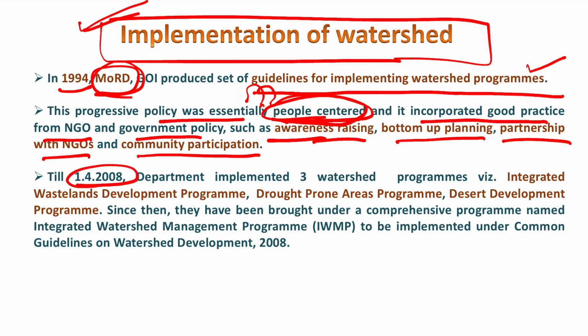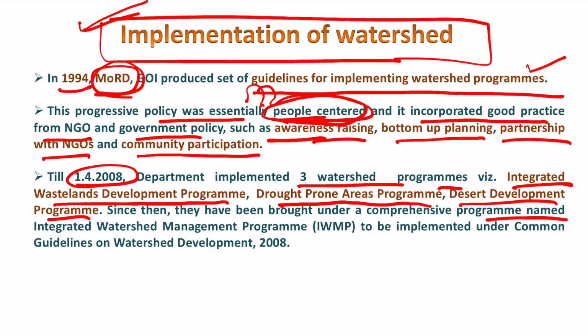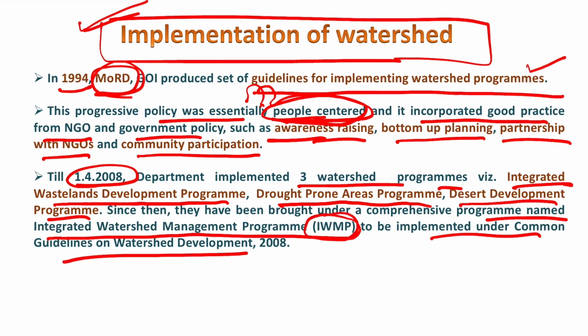Until 1st April 2008, department implemented 3 watershed program, that is integrated wasteland development program, drought prone area program, desert development program. Since then, they have been brought under a comprehensive program named Integrated Watershed Management Program, IWMP, to be implemented under Common Guideline Watershed 2008. So up to 2008 there were 3 watershed development program. One is Integrated Wasteland Development Program, another is Drought Prone Area Program, another is Desert Development Scheme or Program.